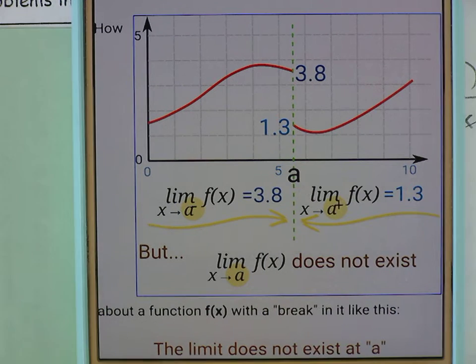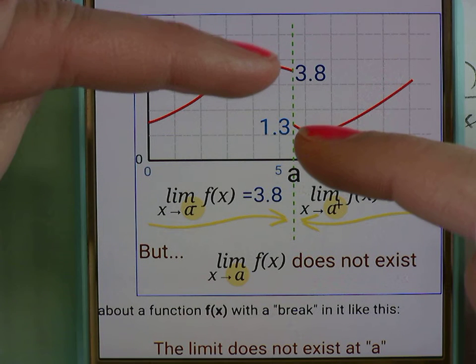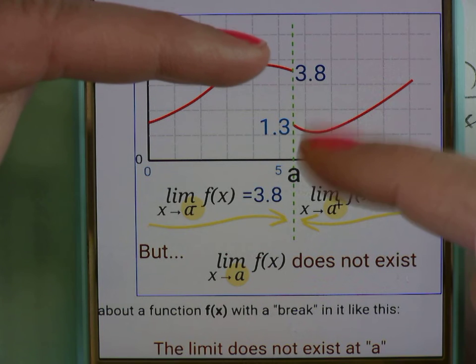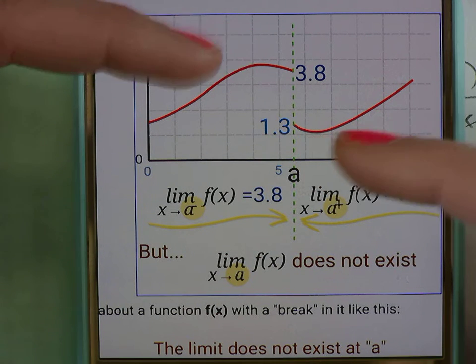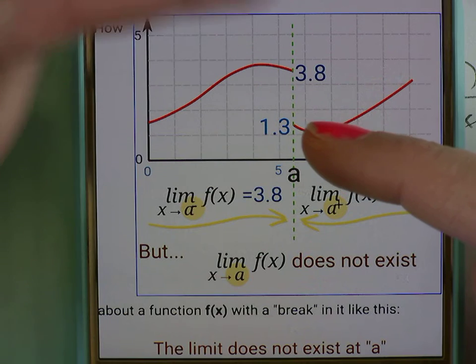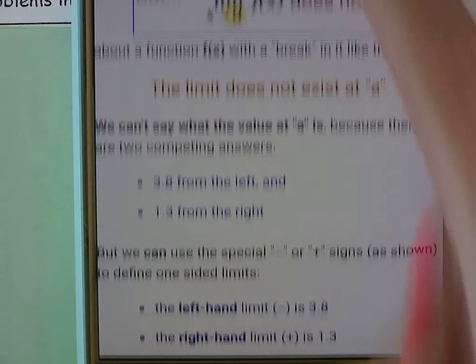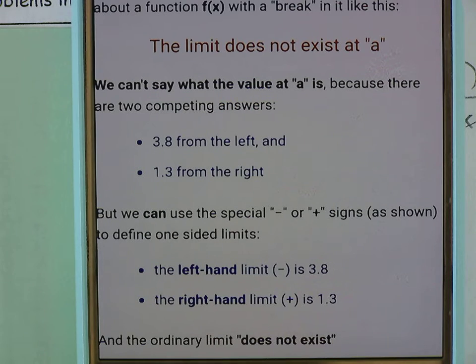If I approach it from the right side, I'm going to end up at 1.3. If you approach from the left and the right and they are not at the same value, that is when the limit does not exist. It's when they're approaching two different values. So it could be a certain value like this, or it could be one's going to infinity while the other's going to negative infinity. Okay, so there it is. The limit does not exist.